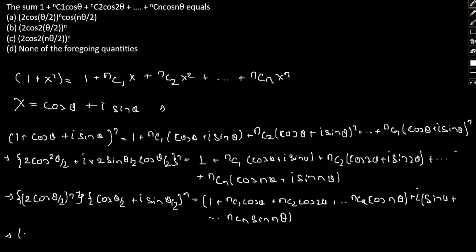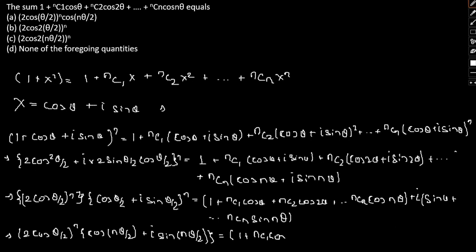We can further write this as (2 cos theta by 2) to the power n, times (cos n theta by 2 plus i sin n theta by 2), equal to 1 plus nC1 cos theta plus nC2 cos 2 theta plus dot dot dot plus nCn cos n theta, plus the same thing for the sine component as well: i times (sin theta plus dot dot dot plus nCn sin n theta).